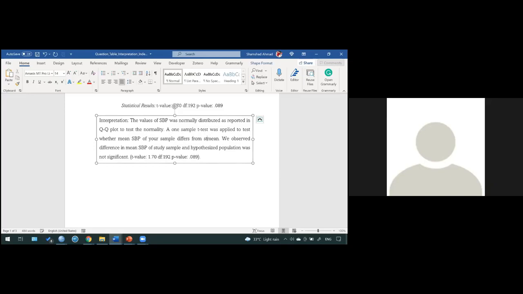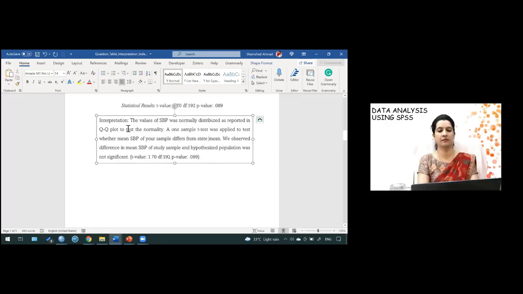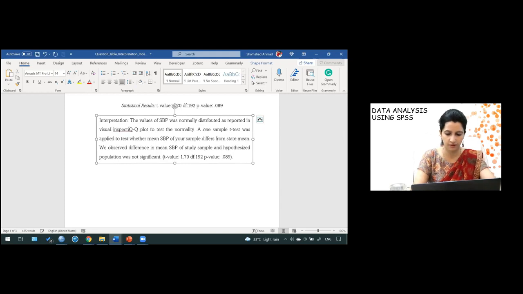Generally we write here, by the visual inspection of QQ plot. You should always write that, which was missed. In case you are reporting the Shapiro-Wilk, you should write the p-value that it was greater than 0.05. But in this case, for all exercises and the demo sheet, our sample size is 193. So we'll not be using Shapiro-Wilk. Rather, we'll be dealing with the QQ plot.